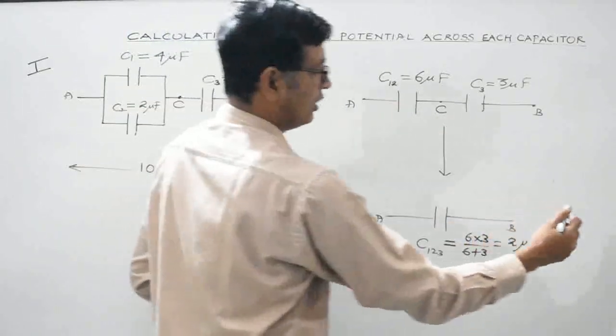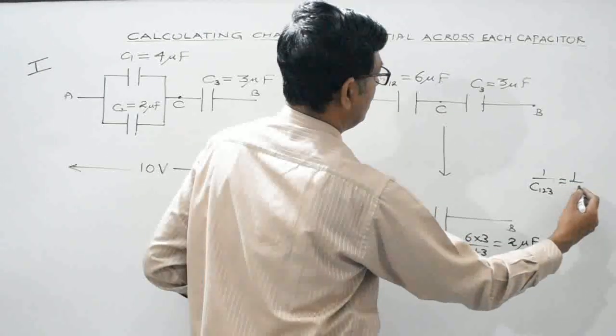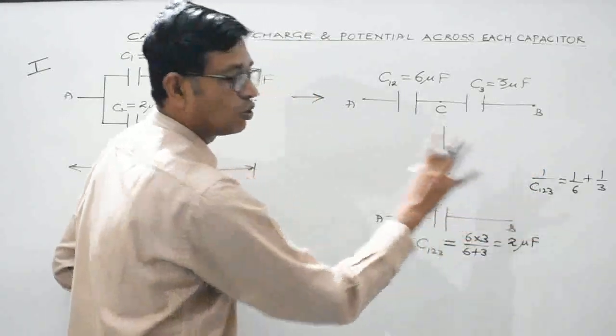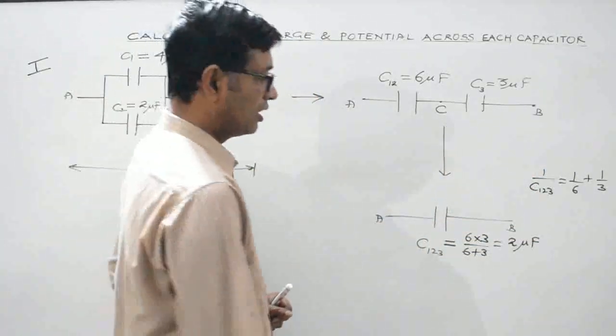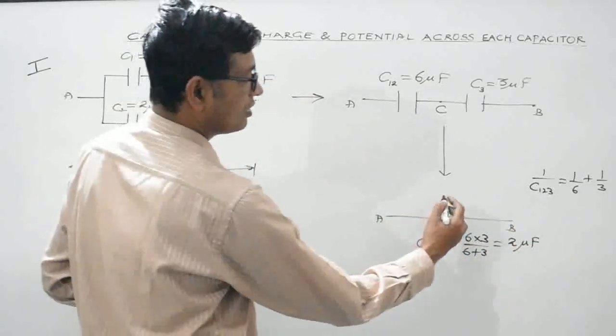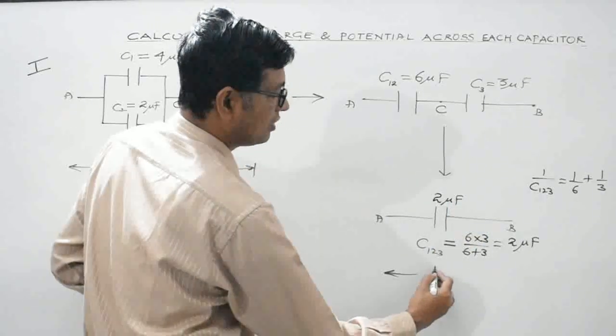1 by C123, you can solve it like this. 1 by C123 will be equal to 1 by 6 plus 1 by 3. Solve it and taking reciprocal you should get 2 microfarad. So I recommend to do it directly: C1 C2 divided by C1 plus C2. So the net capacitance is 2 microfarad. And what about the net potential? It is 10.